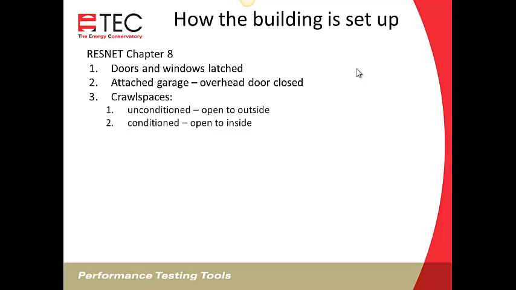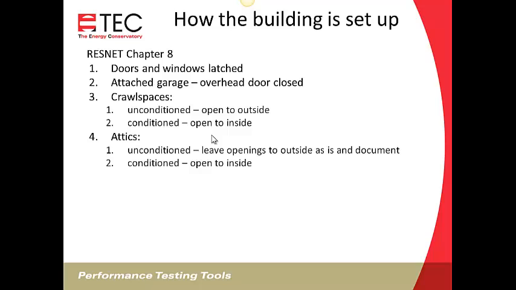Crawl spaces, if it's an unconditioned crawl space, open it to the outside. So if it has vents that are closed in an unconditioned space, it's saying open them. Have that crawl space open to the outside during the test. A conditioned space, if there's a hatch going to that crawl space from inside the house, it's saying open it. So that crawl space is open to the inside.